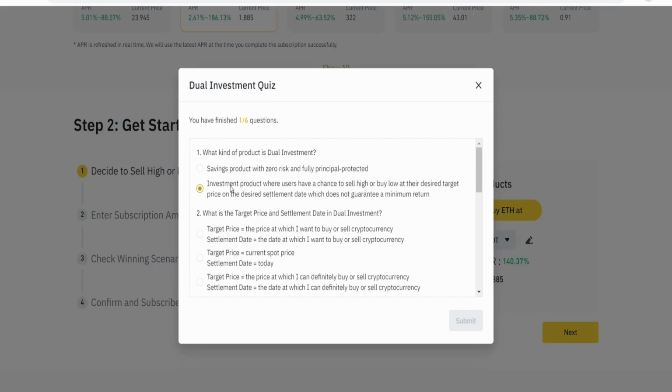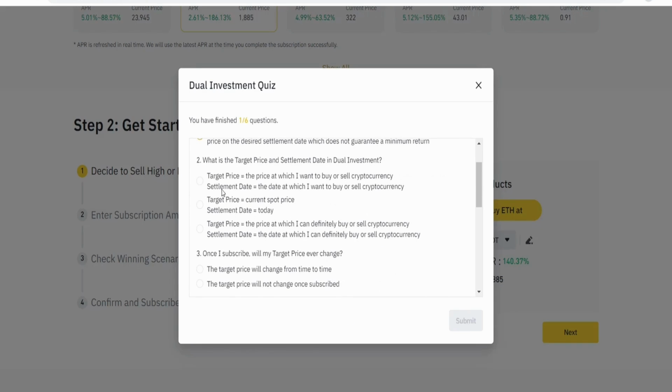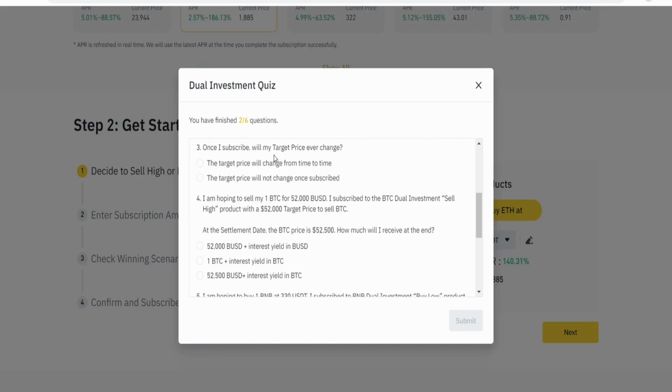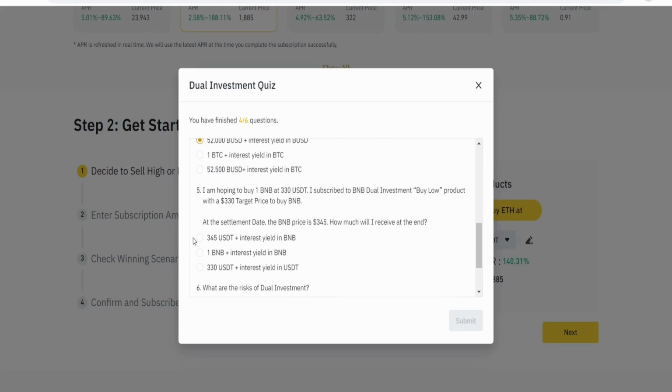What kind of product is dual investment? This is the answer. They said, what is the target price settlement date in dual investment? They said target price is I want to buy or sell. This is it. Once I subscribe, will my target price ever change? Target price can never change. I'm hoping to sell BTC. I will have 50,000 BUSD plus interest yield in BUSD. Go ahead and just follow it, right? I will also put the answers in the comment. I will pin it right there so that you have access to it. This is it. This is the response.